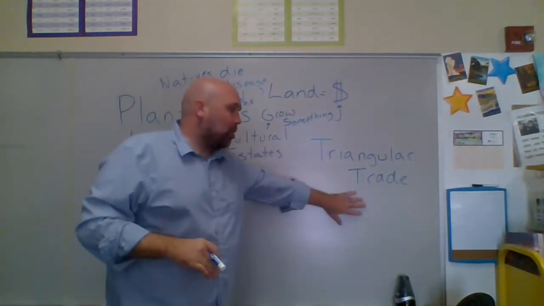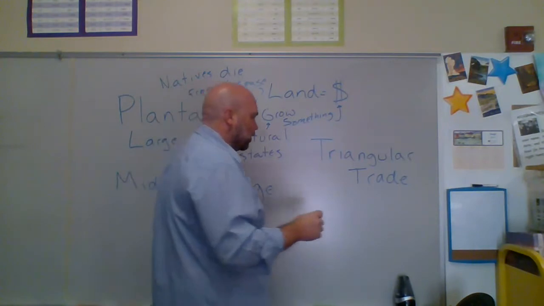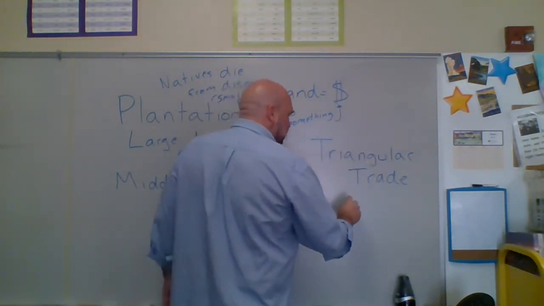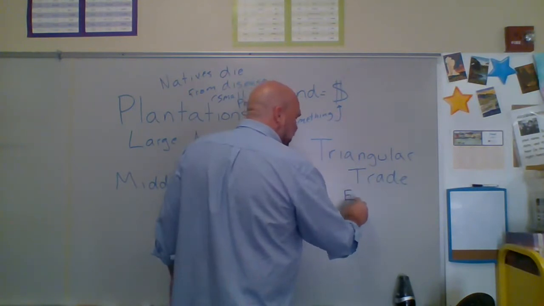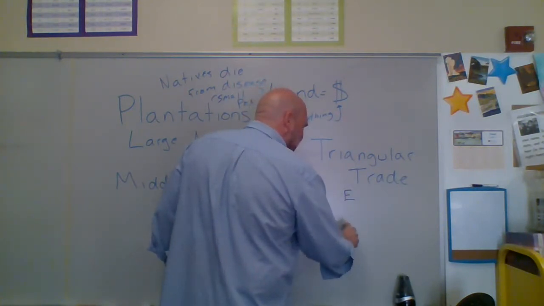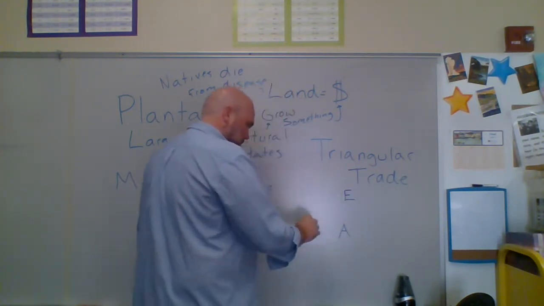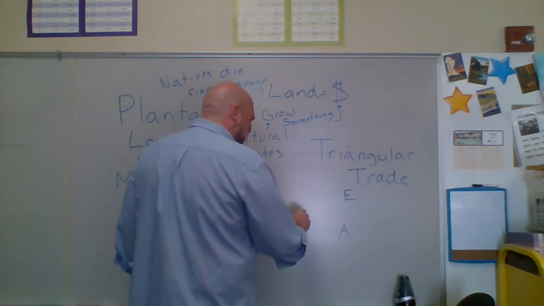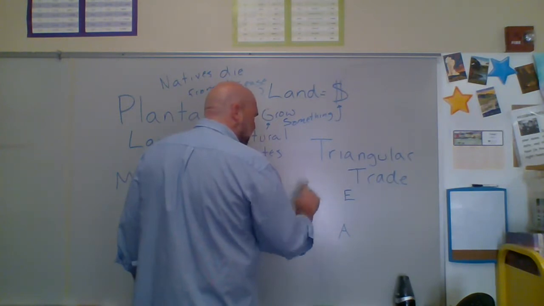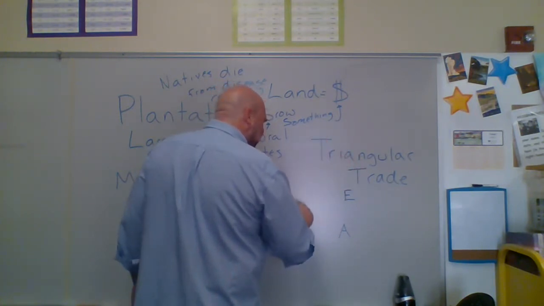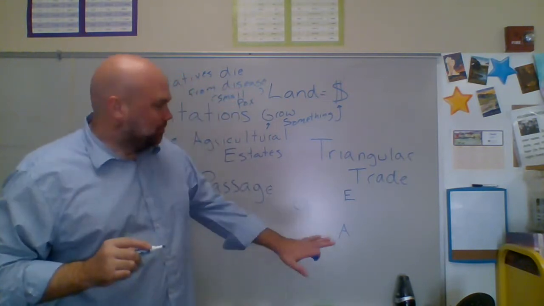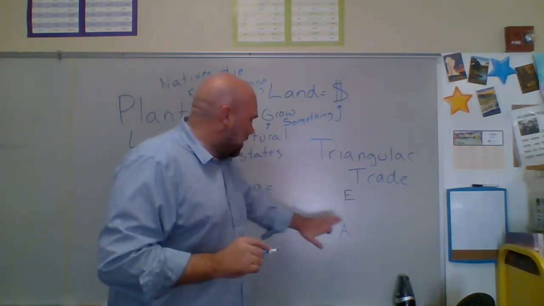So this triangular trade, basically, I'll draw a little picture. We'll use an E for Europe. We'll use an A for Africa. Oh, but we have America too. So let's make it between North and South America and say Central America. That'll be my CA. And so you can see that you have these three areas.